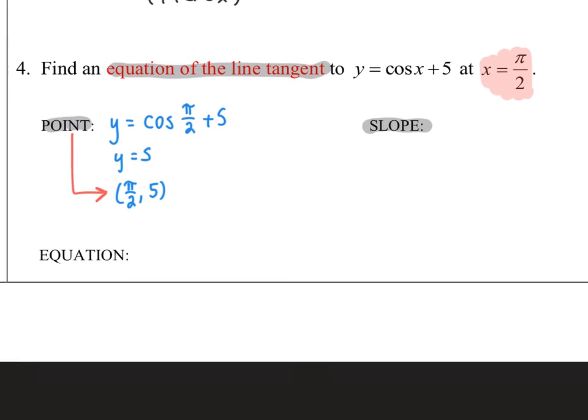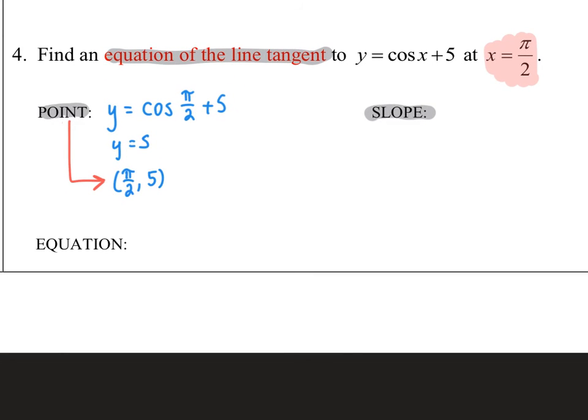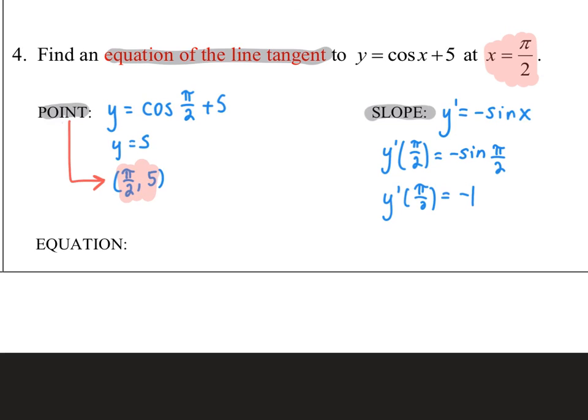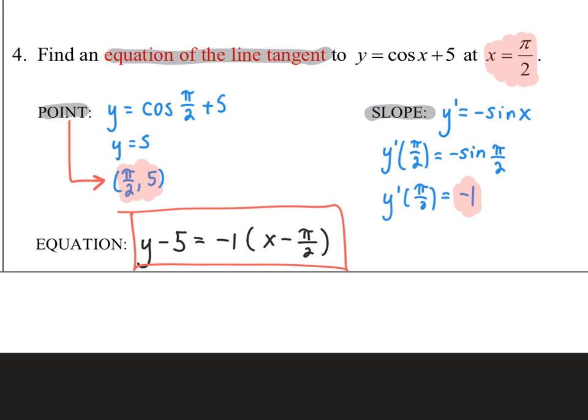And to find the slope, I know I need the derivative first. So I'm going to start by finding y prime. And I just do that derivative term by term. The derivative of cosine x is negative sine x. My plus 5 just drops off. And I need that slope at x equals pi over 2. So now I'm going to plug in my pi over 2. And sine of pi over 2 is 1. So the slope I'm going to use in my equation is negative 1. So with this as my point and negative 1 as my slope, I write my tangent line equation. And that gives me this, which I'm just going to leave in point-slope form unless there's some direction that tells me not to. And it just says an equation, so I am done.